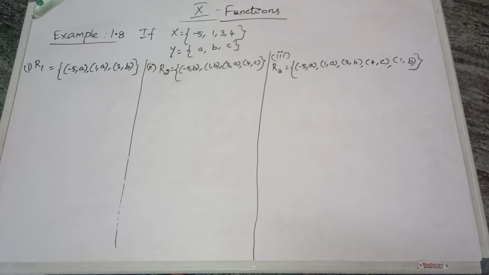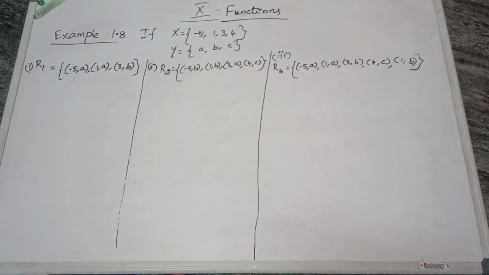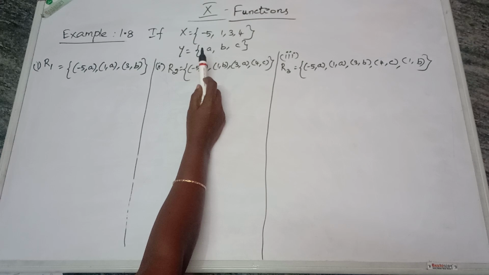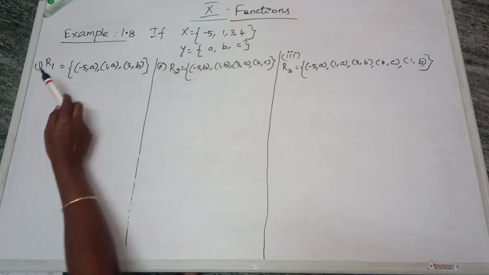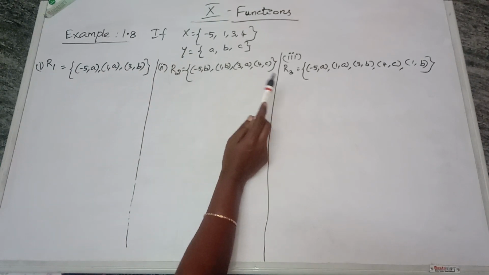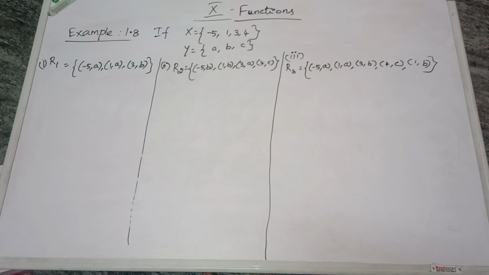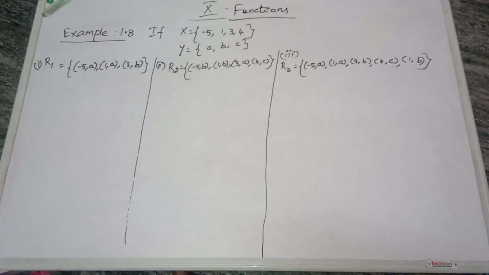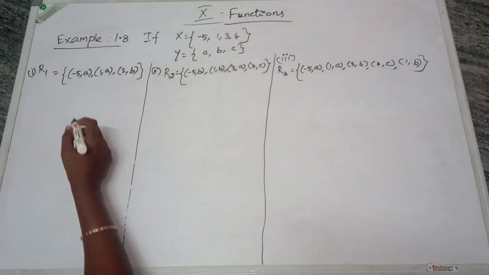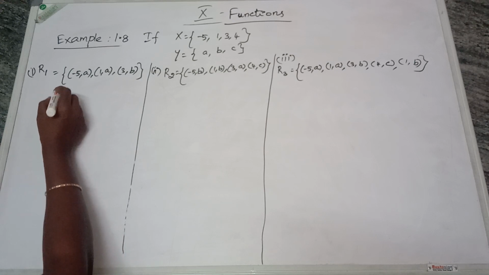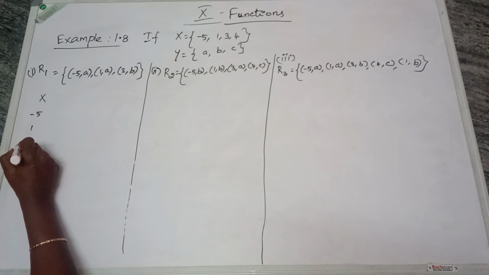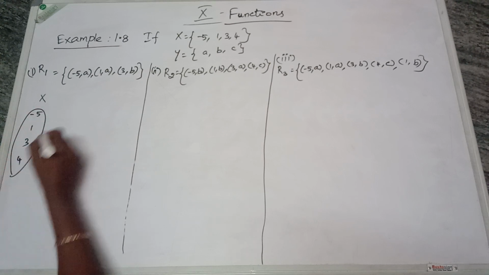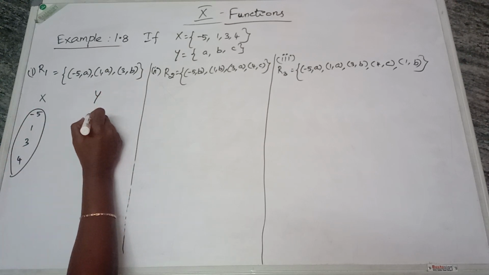In example 1.8, if X equals the set X and Y is given, which of the following relations are functions from X to Y? They have given the three relations R1, R2 and R3. So first one you can see R1. We can see through arrow diagram. So first, the domain X is minus 5, 1, 3, 4. You have to close it. And the next one is codomain a, b, c.